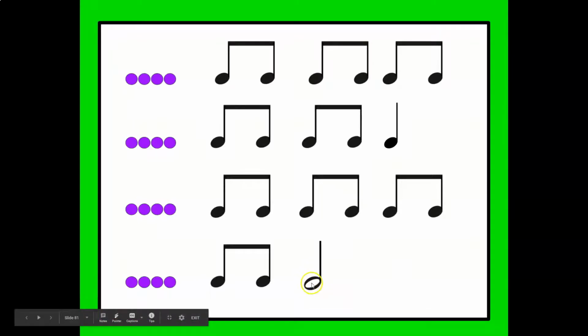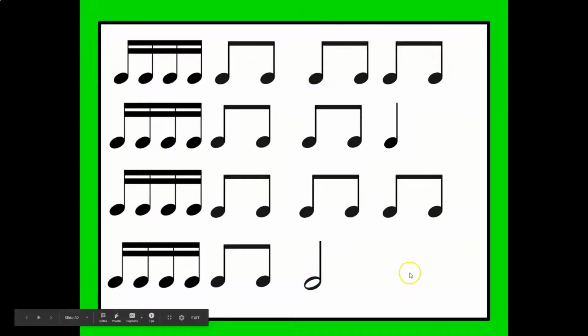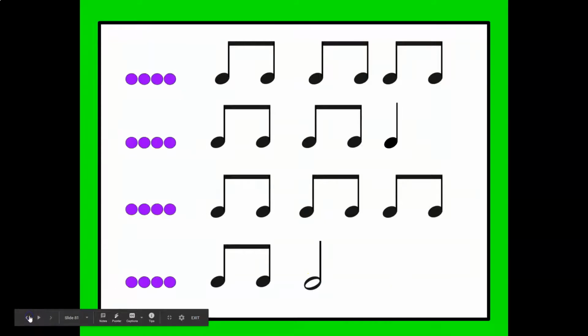And you can tell it's different because it's empty inside. So this note here, let's just say a word that has four syllables, like watermelon. Watermelon has four syllables. Watermelon, tee tee tee tee tee tee, ta.